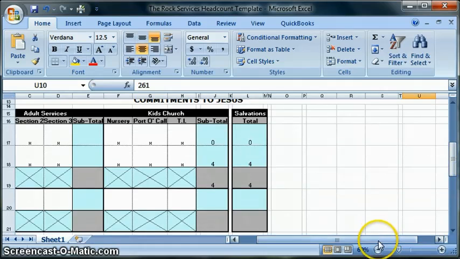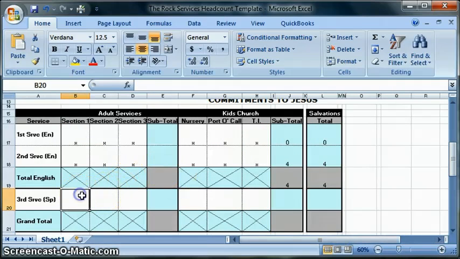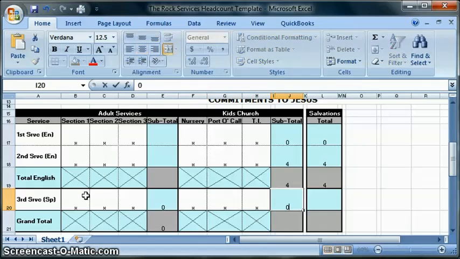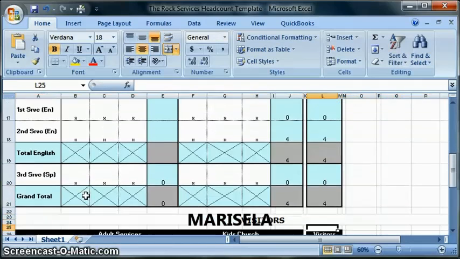Okay, then we're going to come down here. We're going to do commitments to Jesus. They also had 0 in each one. You can refer to the email Maricela sends you for this.